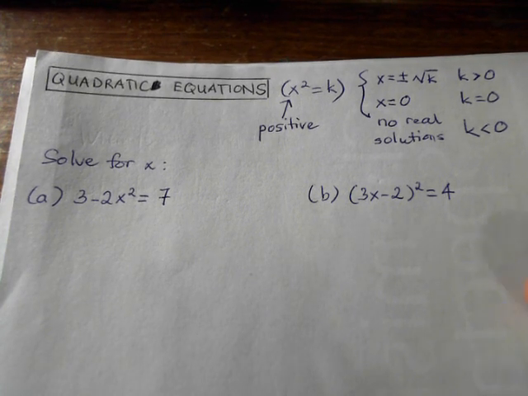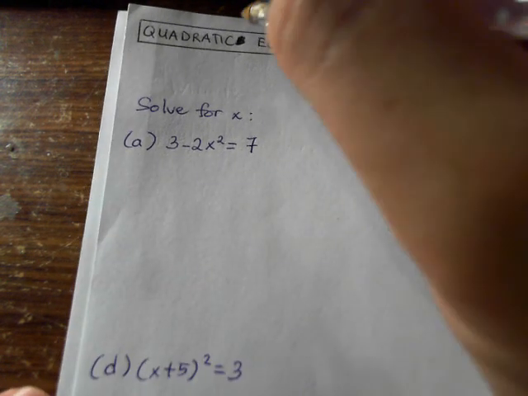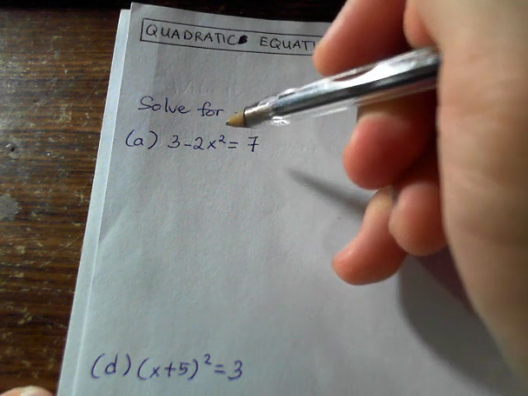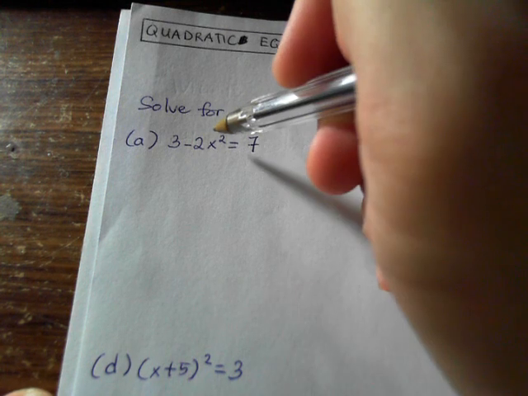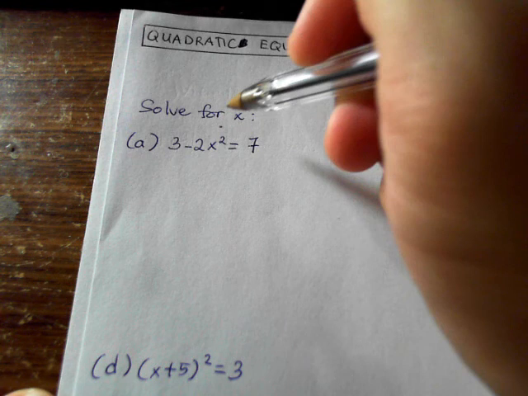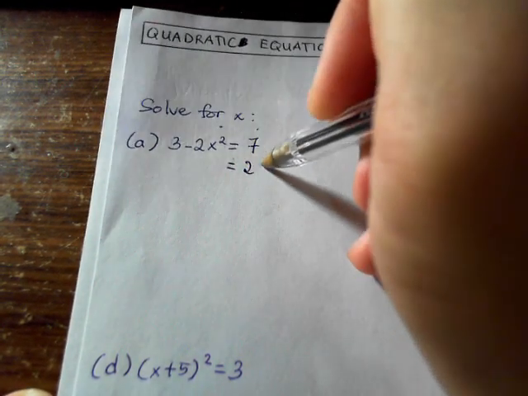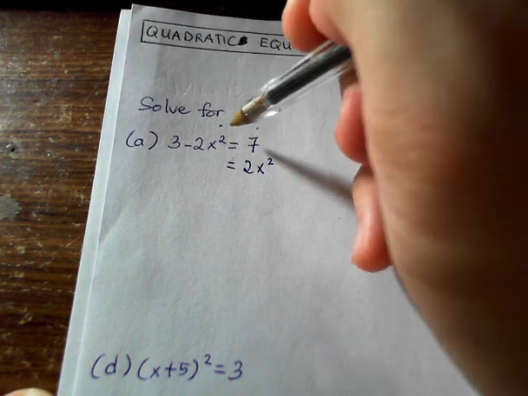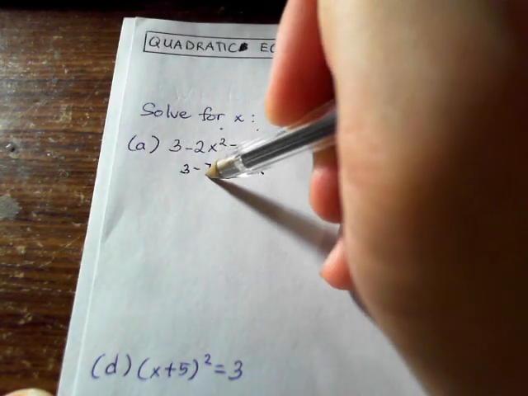If we are given an example of 3 minus 2x squared equals 7, we notice that minus 2x squared is actually a negative number, so all we need to do is swap sides. We bring minus 2x squared to the right hand side, so it becomes 2x squared, and the 7 on the right hand side is moved to the left hand side to become minus 7. So we have 3 minus 7.